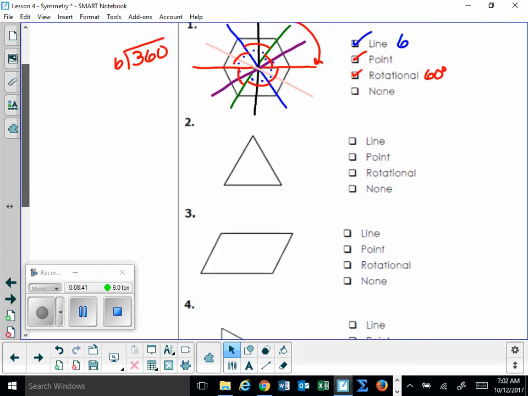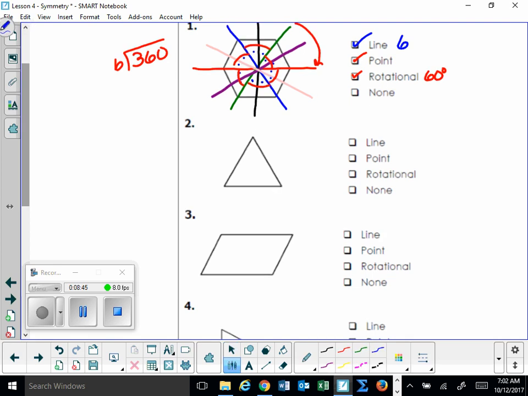Let's look at number 2. Okay, we've got a triangle here. Let's see, this particular triangle, whoops, I didn't draw that very straight. But I have a line of symmetry here. I have one there. I have one here. So yes, I have 3 lines of symmetry.